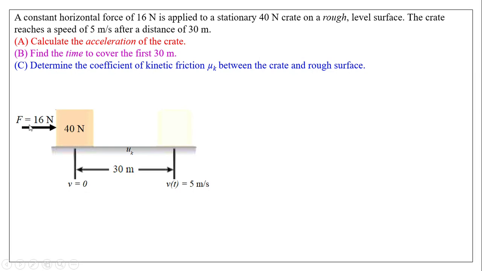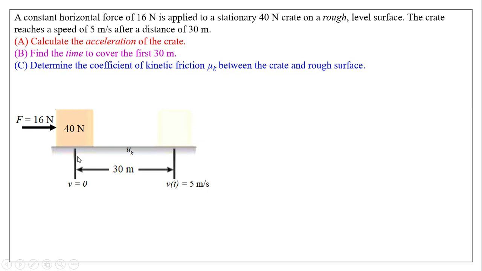So here's the diagram. Here's the force that's being applied, which is 16 newtons and is constant. Here is 40 Newton. I do want to point out that this is 40 Newton, not kilograms. So 40 Newton represents the weight of the crate, not mass, because the unit for mass is kilogram. But in this particular problem, it says 40 Newton, which suggests that 40 Newton is the force of gravity. So it's the weight that's given to us already. So it's important that you pay attention to units as you practice these physics problems.